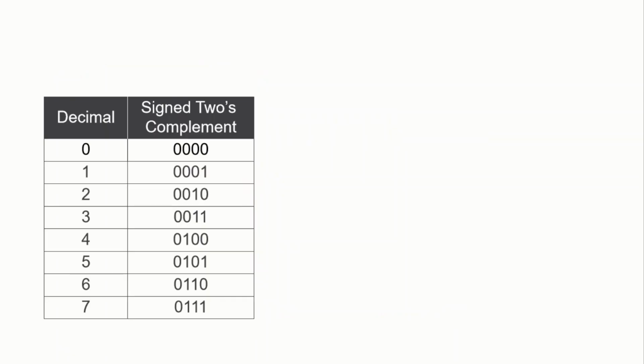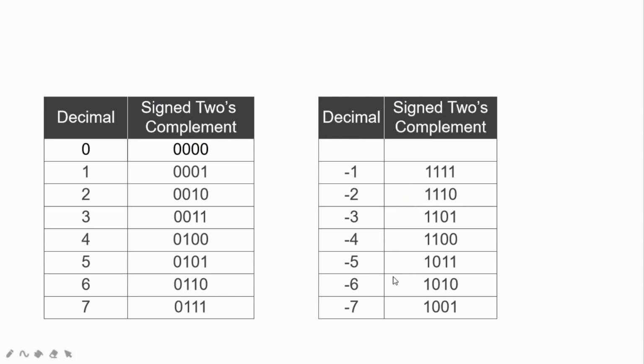This table shows the 2's complement representation of numbers from 0 to 7 and their corresponding negative numbers. Please note that the MSB of all positive numbers is 0 and the MSB of all negative numbers is 1. You might have observed that I have performed the 2's complement operation on each of these numbers to get the 2's complement representation of their corresponding negative numbers.